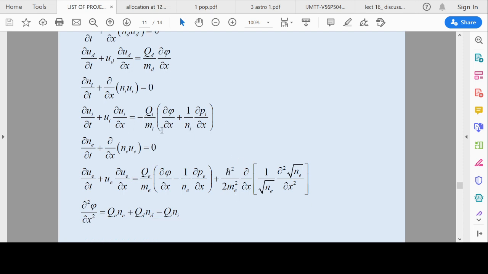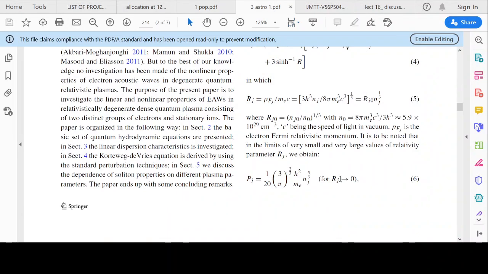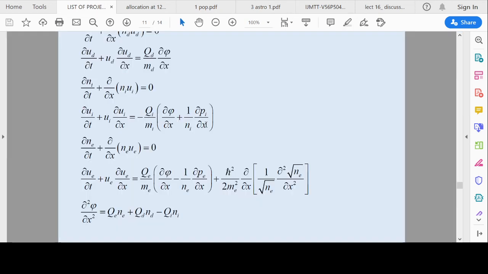Here the ions may be considered classical and the electrons may be considered quantum. So for the ion pressure you can take P = nkT, it's up to you. And for the electron pressure you can take this kind of pressure or this kind of pressure. So that's up to you. You can make different combinations possible. Okay, now it's up to you how much you understand.